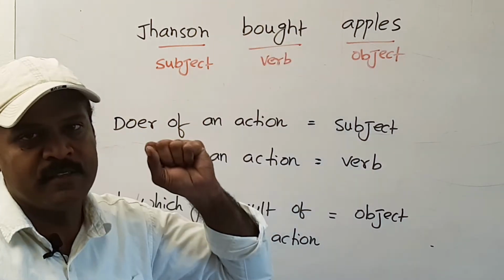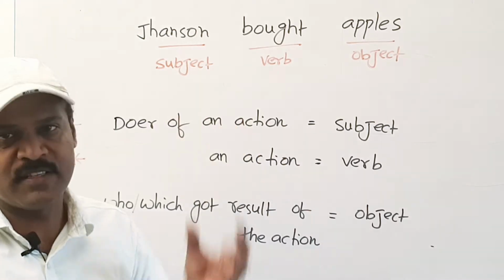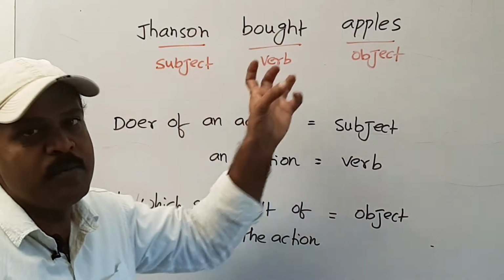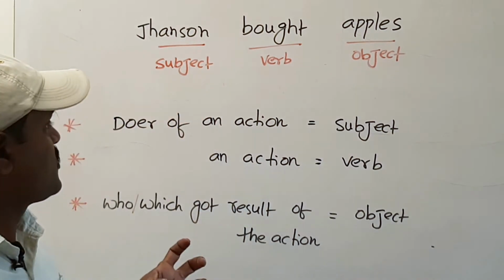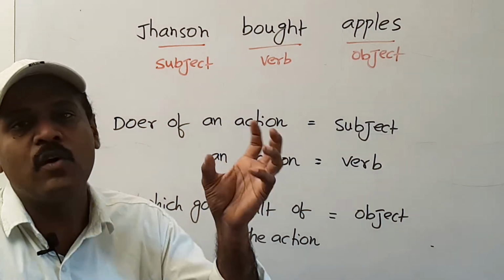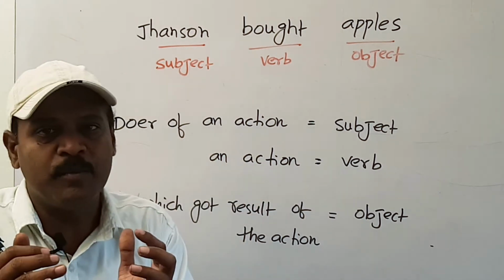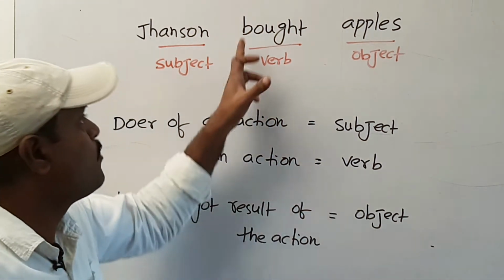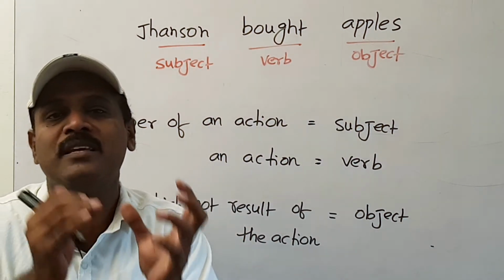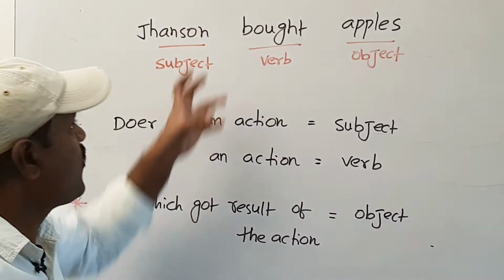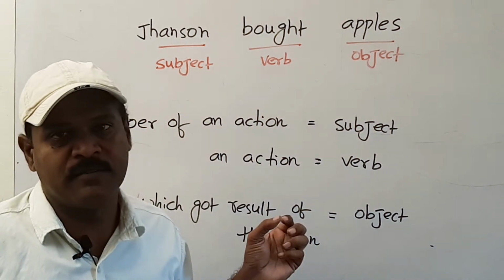Johnson bought apples. You know, in English you can see a lot of sentences in this kind of structure: subject, verb and object. Most of the sentences. Here, who is the subject? The doer of an action is called the subject. That is, Johnson is the subject here. What is the verb? What did Johnson do? He bought apples. So, bought is the verb. It is an action word. It does something; something did happen. Okay. So, finally, who got the result? Apples. So, that's why it's called the object.